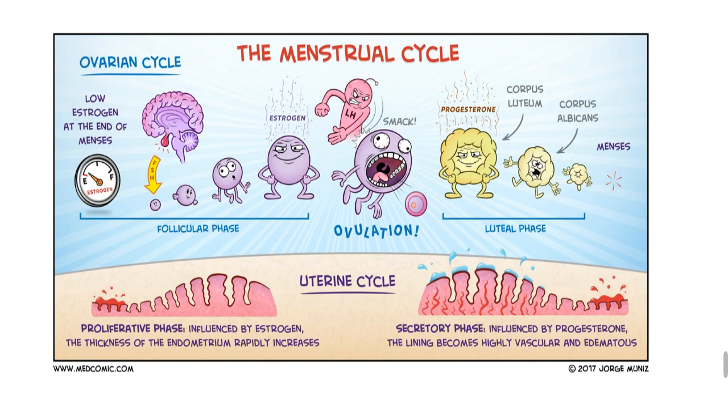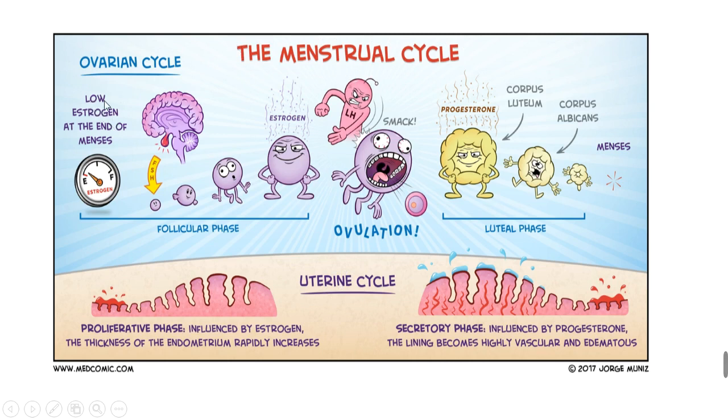This figure can demonstrate simply the events that occur during the ovarian cycle and during the uterine cycle. These are the ovarian cycle and uterine cycle under the name of menstrual cycle.